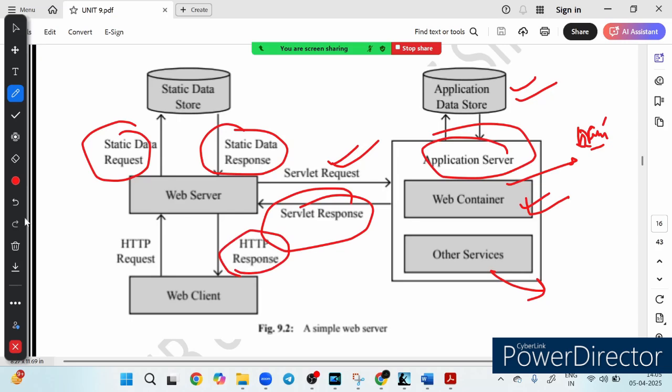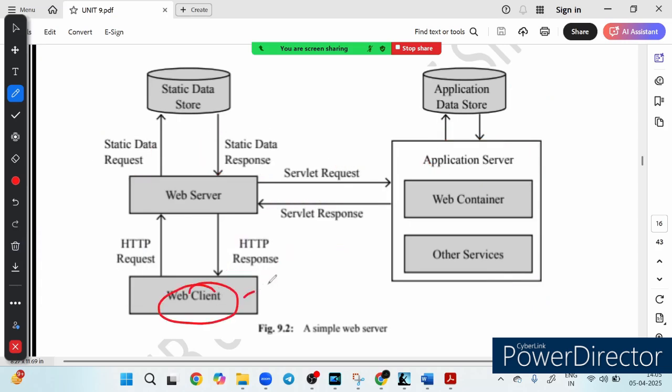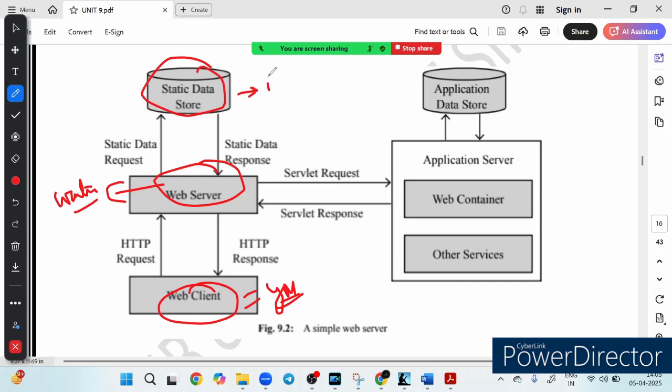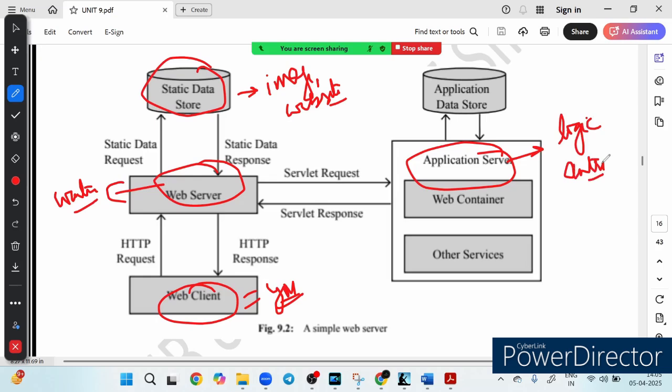So in short, what are these? The web client is you, the user. The web server is the messenger or waiter. A static data source holds fixed information like images and websites, so when you just want to open a website, it goes to the static data source. The application server is the logic center that handles serious stuff like transactions. And the application data store is where the actual account data is stored.